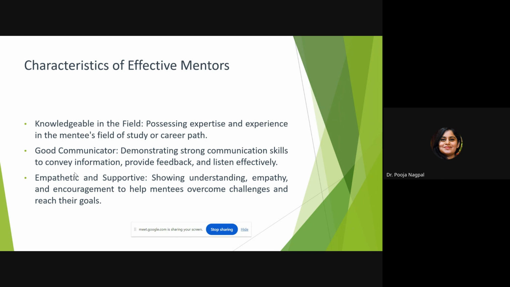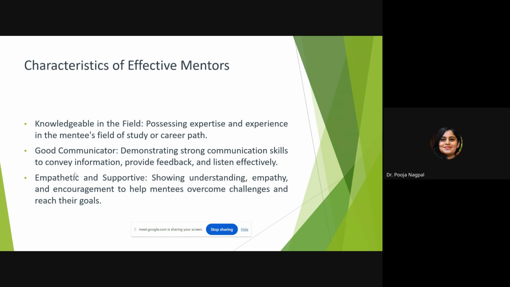Good communicator, demonstrating strong communication skills to convey information, provide feedback, and listen effectively. I will add one thing to that. Good communication is a good characteristic of an effective mentor, but listening capability is a very good approach for any effective mentor, because I've seen that many teachers are there just to give lectures. But if you have that patience and that listening capability, then your mentee would be very comfortable working with you. They would be able to express their feelings and their things if you are a good listener. So I will just add this: patience and being a listener in a good communicator.